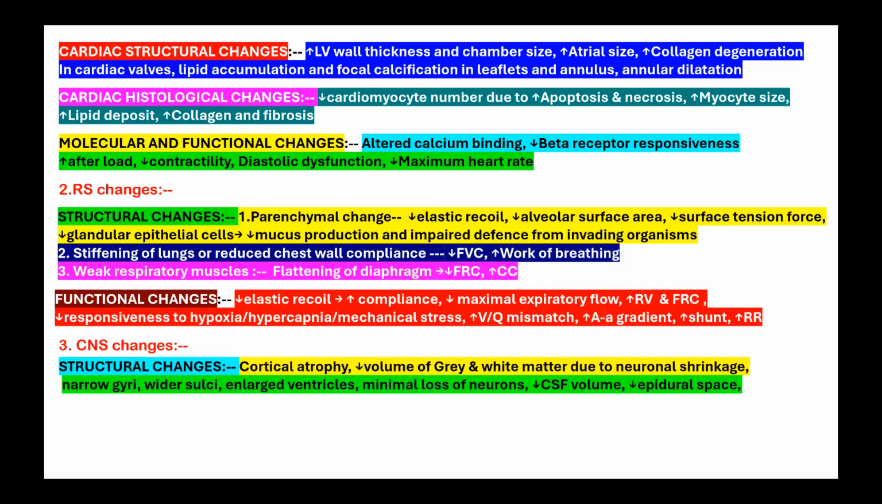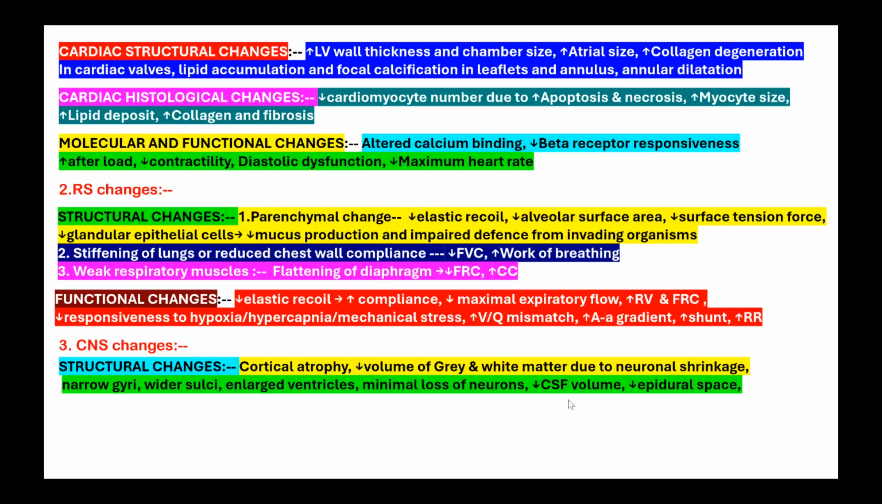Then you describe the CNS changes. There are structural changes which happen, like cortical atrophy, decrease in gray matter and white matter due to neuronal shrinkage, and you will find the gyri become narrow and sulci become wider when you take a CT scan, enlarged ventricles and minimal loss of neurons. Decrease in CSF volume and decrease in epidural space volume also happen.